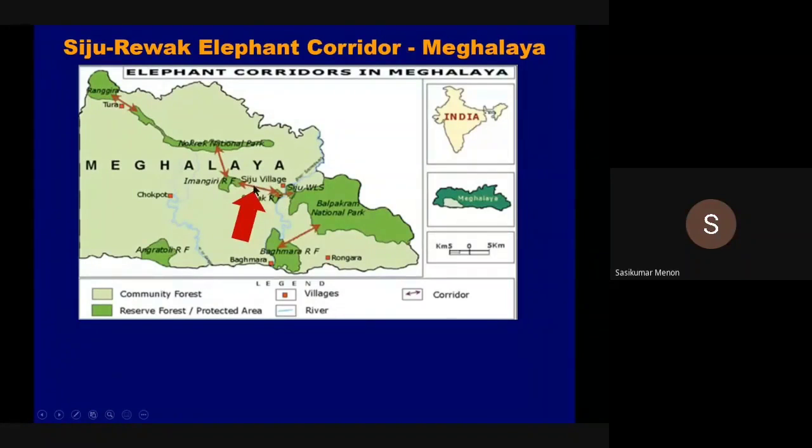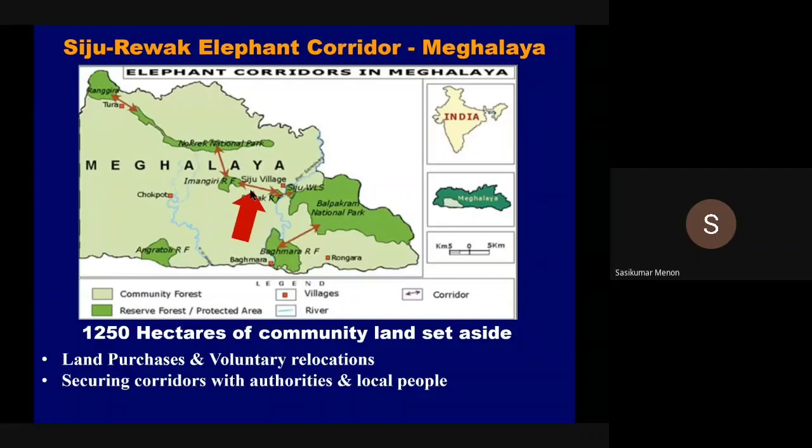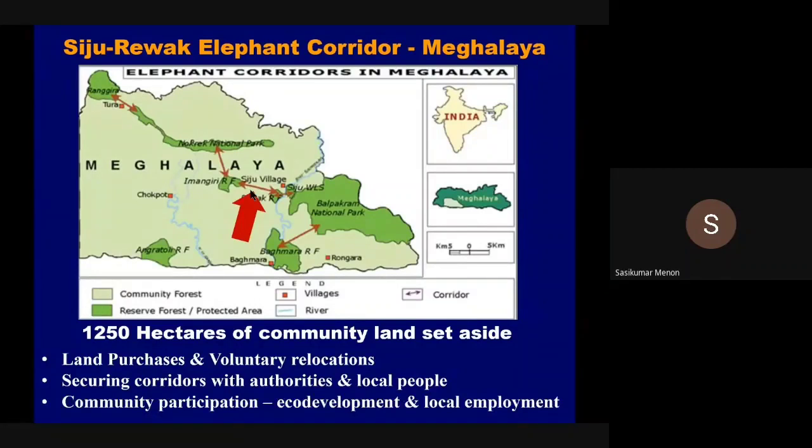Now, this had to be cleared and the people had to give land so that this corridor could be built. And you won't believe it, 1,250 hectares of community land was kept aside by the villagers themselves. And then there were land purchases and voluntary relocations done by the people themselves. This was possible because a lot of NGOs and local leaders, the panchayat, all of them worked together, and then the authorities themselves gave some power to the local people to help in the management of the corridor, and therefore there was community participation, and today that corridor is open and elephants are using it very happily.